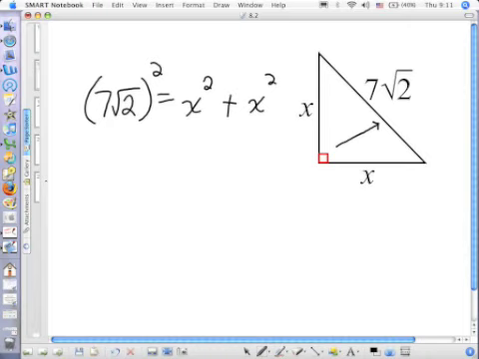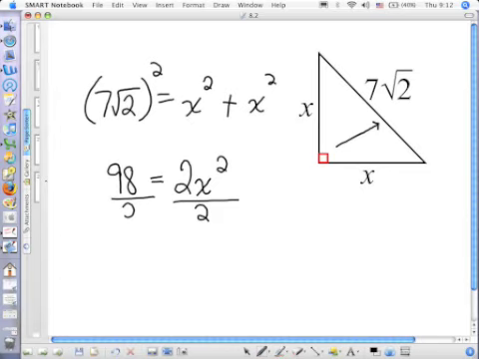John, what is 7 square roots of 2 squared? Say it in 2 steps. Forty-nine times 2, which is 98. Very good. And what's x squared plus x squared, Aaron? 2x squared. My next step is to divide both sides by 2, and I get that x squared is equal to 49. So, Caleb, what should I do next?